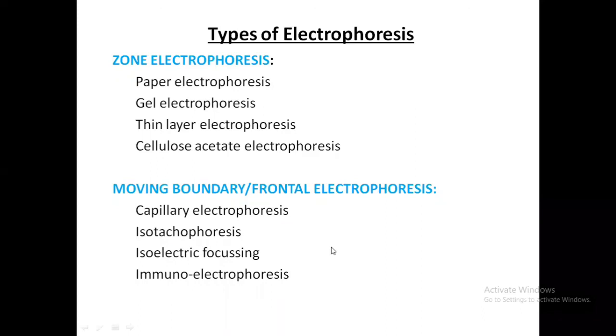Then Sai Rupa? Sir? What factors are going to affect electrophoresis? Factors affecting electrophoresis are sample, electric field, buffer, and supporting medium, sir. Okay.